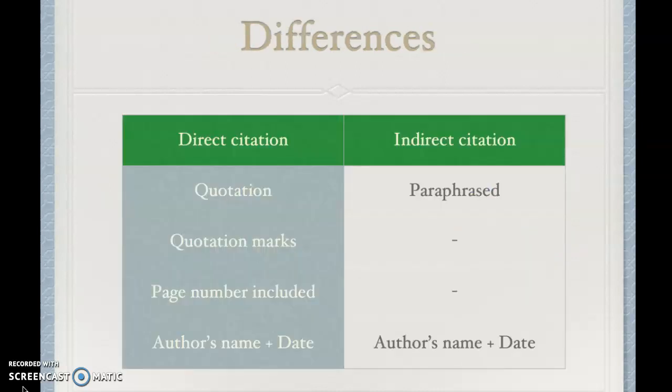All right, let's sum things up. What are the differences between a direct citation and an indirect citation? A direct citation includes a quotation, whereas an indirect citation is paraphrased. Direct citation has quotation marks. Indirect citation doesn't. Page numbers are included in a direct citation, but not in an indirect citation. And finally, in both, we include the writer's name and date.